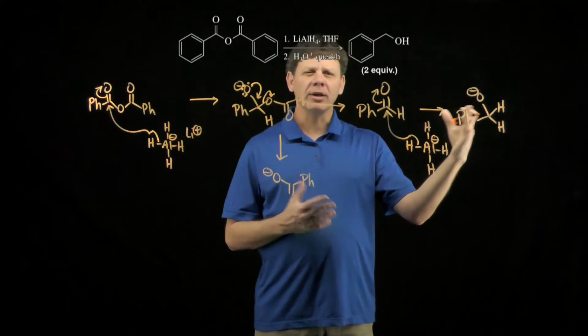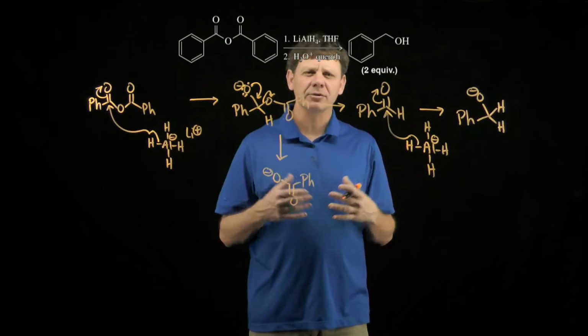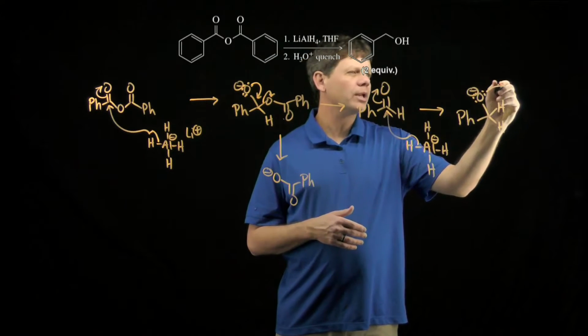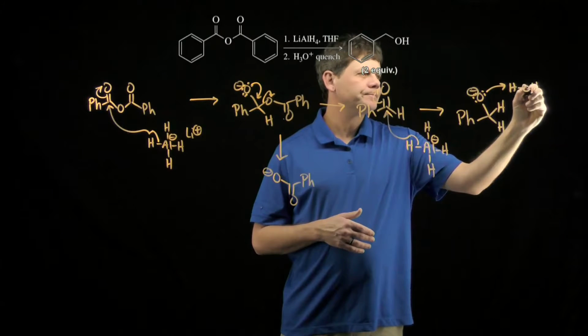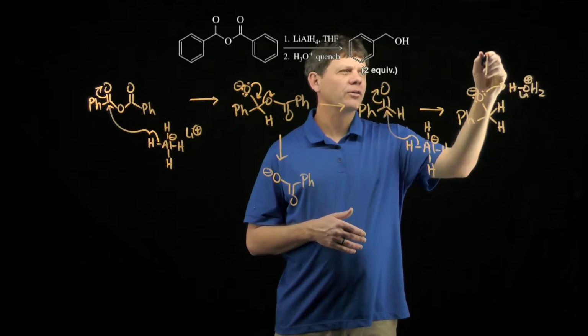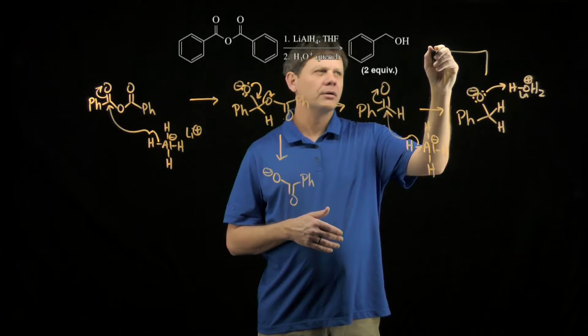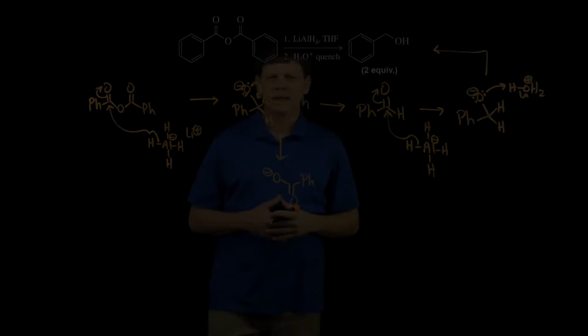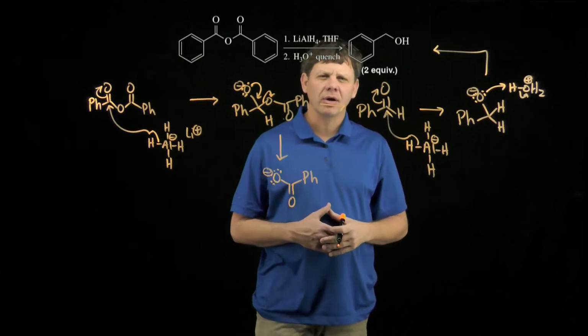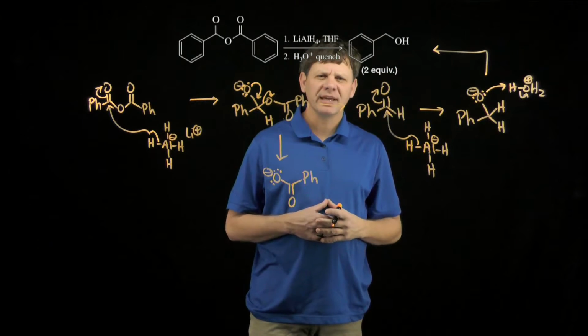This molecule, we don't think of as a tetrahedral intermediate because there's nothing that can leave. All that's going to happen with this is that we would protonate in the acid quench step to give us the first of the benzyl alcohols we're making. We formed the first equivalent of benzyl alcohol. How do we form the second?